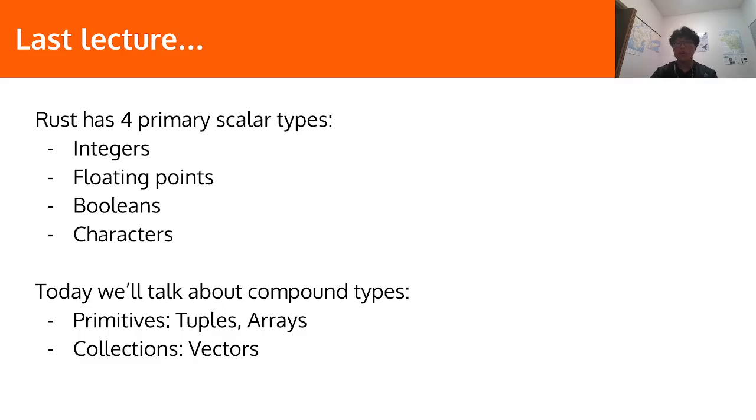Now moving on, we recall that last lecture we talked about the four primary scalar types in Rust. We have integers, floating points, booleans, and characters. Today we're going to talk about a new thing called compound types. Rust has two primitive compound types: one is tuples and one is arrays. Rust also has another compound type that is not a primitive, which is called vectors. Primitives are constructs that the compiler directly recognizes, so you don't have to create a new class or object or function to be able to create a primitive. We'll understand more about it as you see the examples.